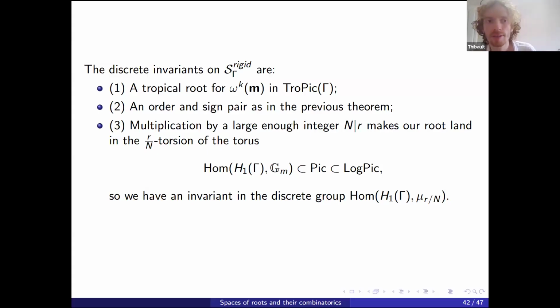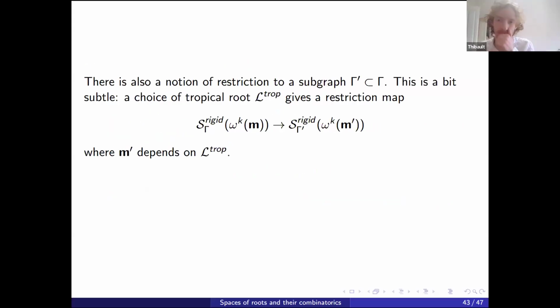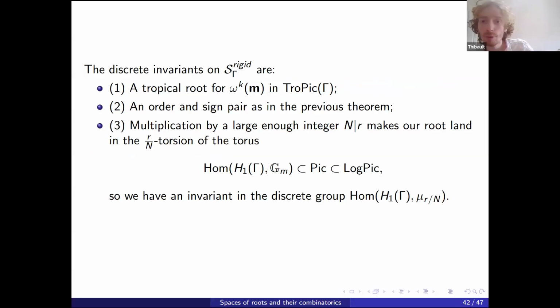Right, that's three kinds of discrete invariants I have on S gamma rigid, but we're not done yet. All three of these invariants, I could also get copies of them on subgraphs if I had restriction maps from the space of roots on gamma to the space of roots on a subgraph, right? And this is not exactly true on the nose, but some version of it is true.